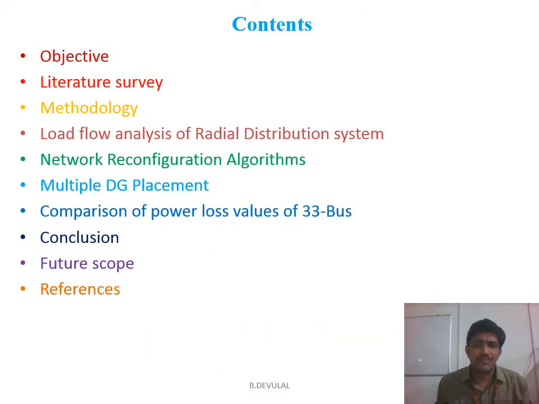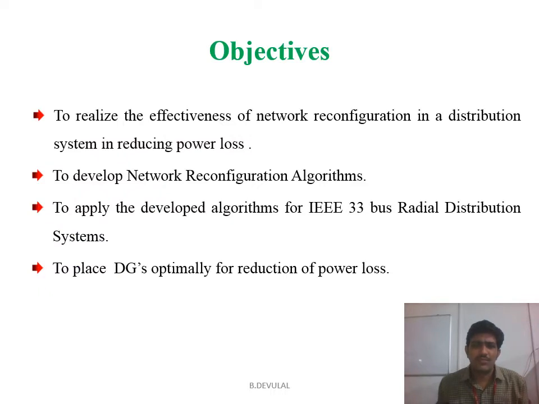The contents are objectives, literature survey, methodology, load flow analysis, network reconfiguration, multiple DG placement, comparison of the power losses of a 33 bus system, and conclusion, future scope and references. The objective is first to apply the load flow analysis. Then we form the reconfiguration of the network with different algorithms and compare it on the 33 bus system, and then apply the DG system, and we can get the optimal solutions.